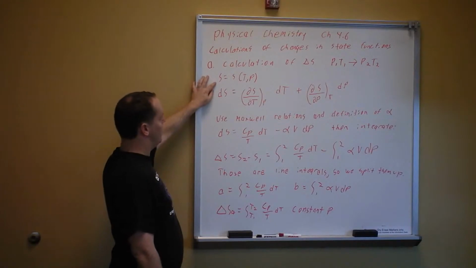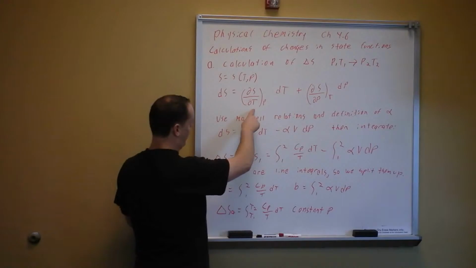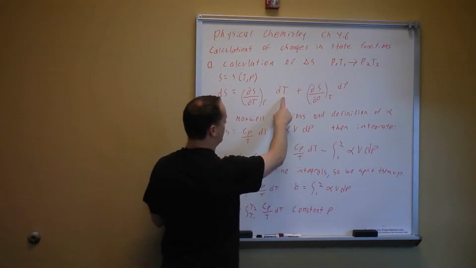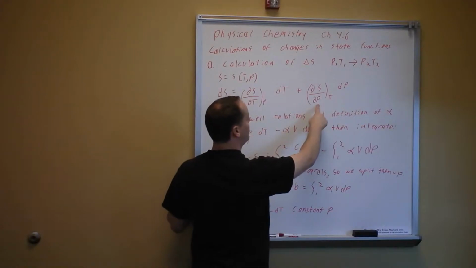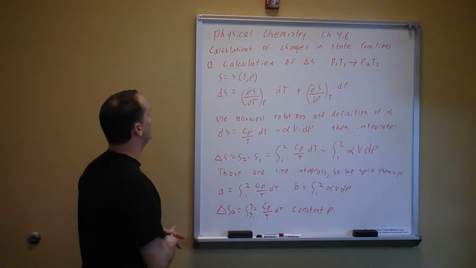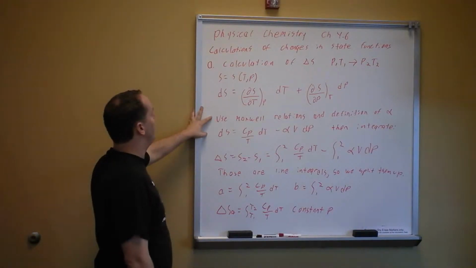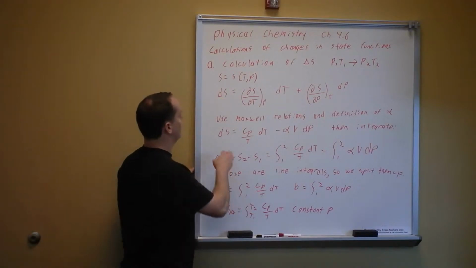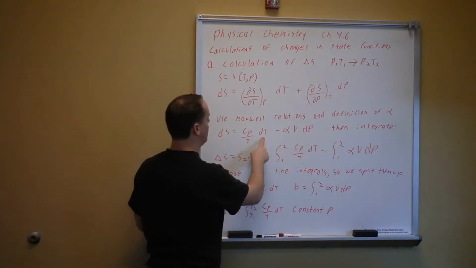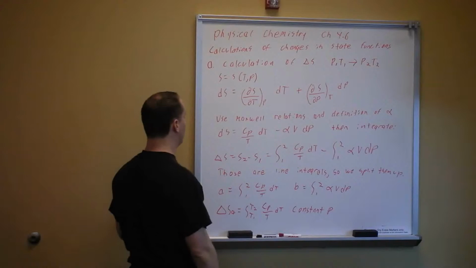And remember, entropy is a function of temperature and pressure, so we can write the differential of entropy as the derivative of entropy with respect to temperature holding pressure constant times the differential of temperature, plus the derivative of entropy with respect to pressure holding temperature constant times the differential of pressure. Now, we're going to use the Maxwell relations and the definition of alpha to substitute this out. So we're going to get dS is equal to Cp over T dT minus alpha V dP. Now we're going to integrate that.